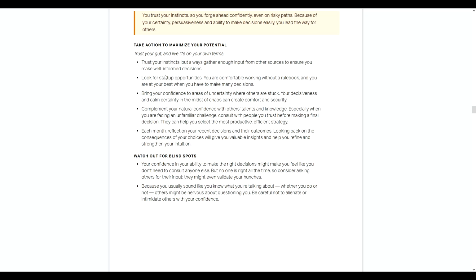So here it says, trust your instincts, but always gather enough input from other sources before you make the decision. Yeah, fine. Which I did do this actually. I had an opportunity to speak at a big photography event, and I just had this gut feeling that I was supposed to say no to it, even though I'd already said yes. And then I did ask some other people to get some feedback to make sure I wasn't doing anything reactionary. So I did actually already do that.